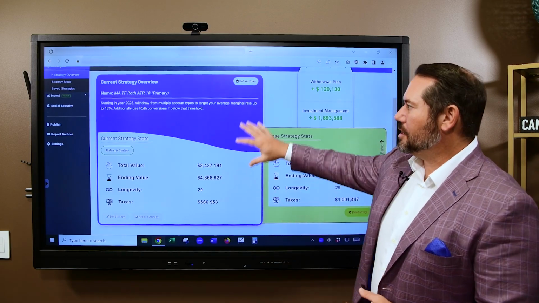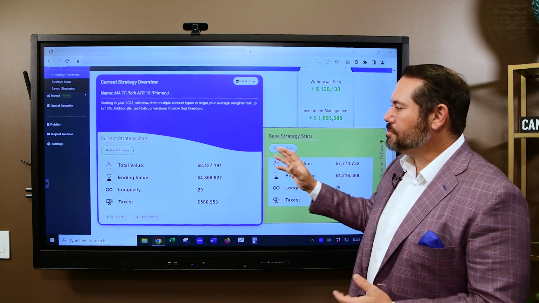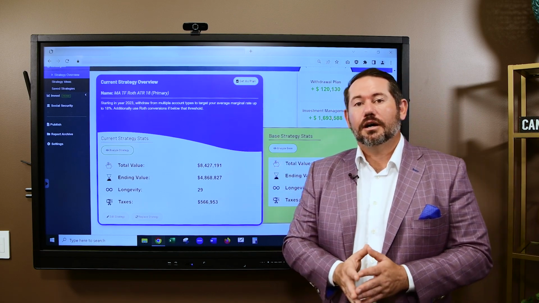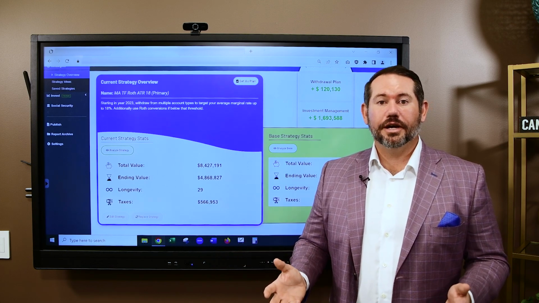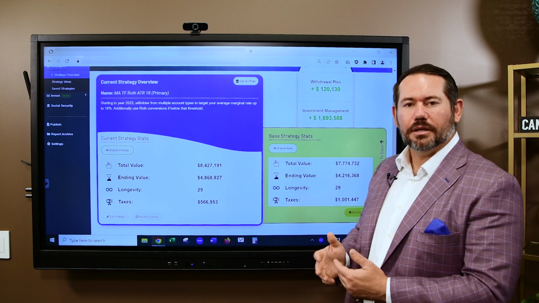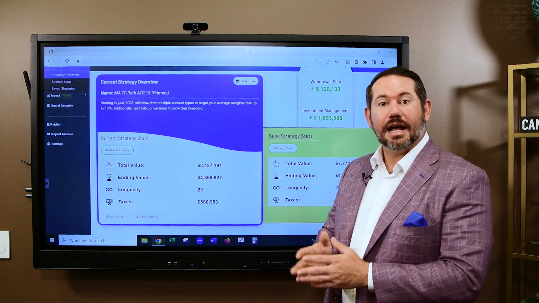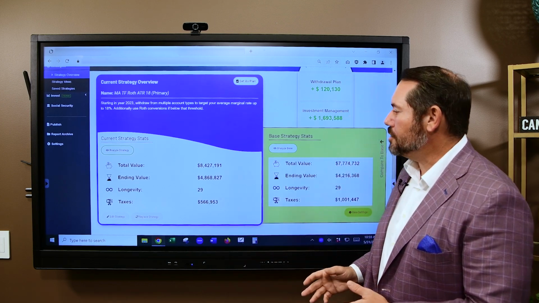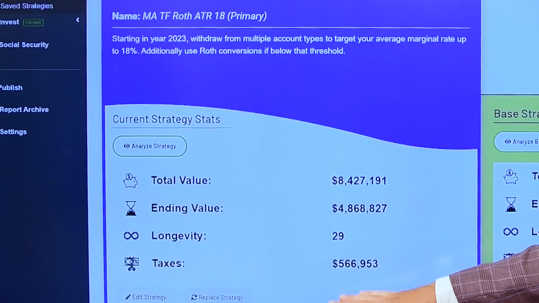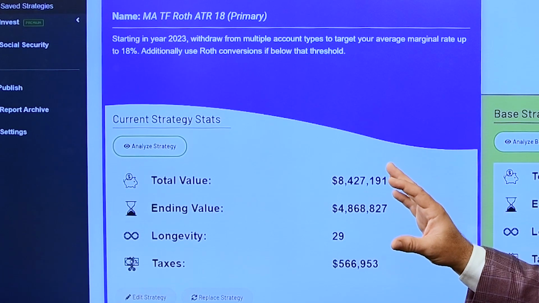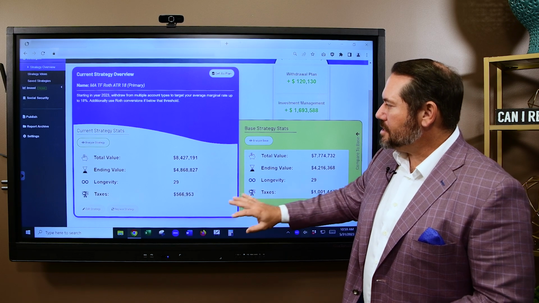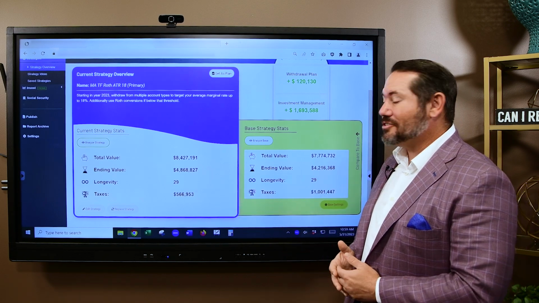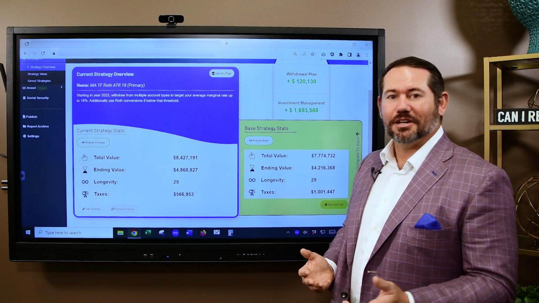But over here, we have one of the top ranked strategies. And what this particular software does is it runs hundreds of thousands of different possible distribution and Roth conversion scenarios, and then it starts to rank them, typically the top 30, the top 50, just depending on how many there are for your particular situation. We see over here it's an estimated $566,000 in taxes paid going down this path. So we clearly see there are some potential tax savings here, and that's a pretty significant amount of money.